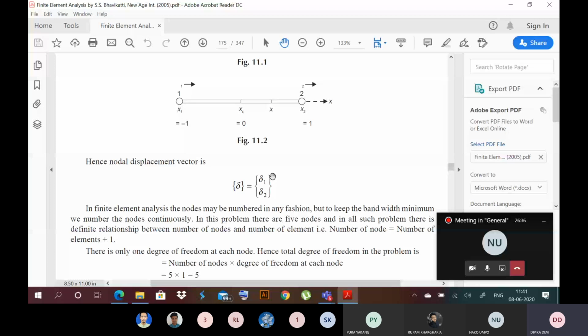1, 2, 3, 4. And there are 5 nodes. This is the model of this particular problem. It is a simple line, but the cross section of the different elements will be different because we have geometric discontinuity. Okay. Modeling is over.